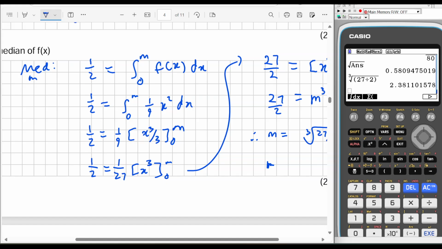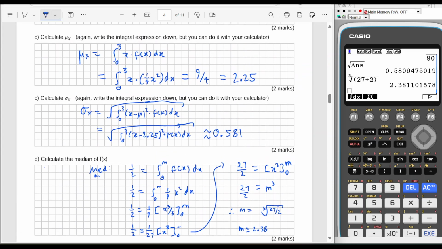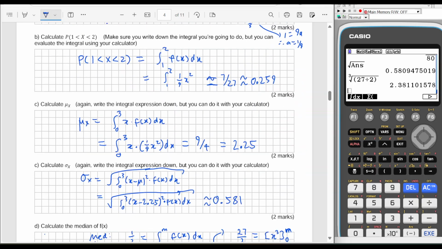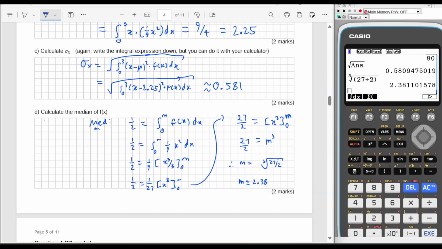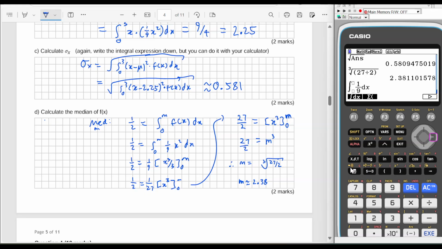Okay, first little check that we want to do is make sure that this number is actually in our range, and yes, it is, 0 to 3, so that's good. Then the next check that we'd like to do is make sure that if I integrate from 0 up to that answer that I just got, I should get a half. So integrate from 0 up to 2.38111578, a half. So yes, that median's correct.